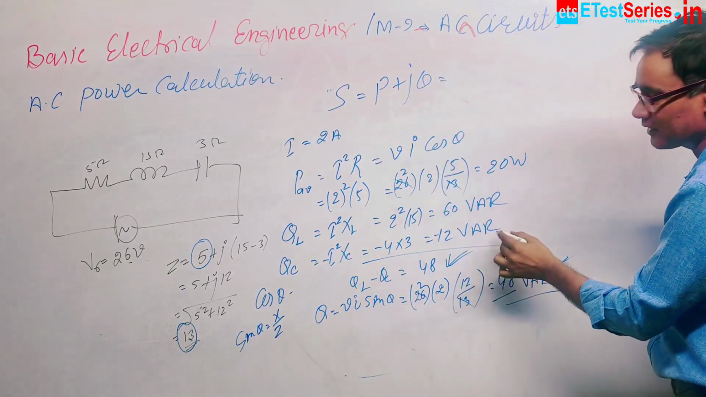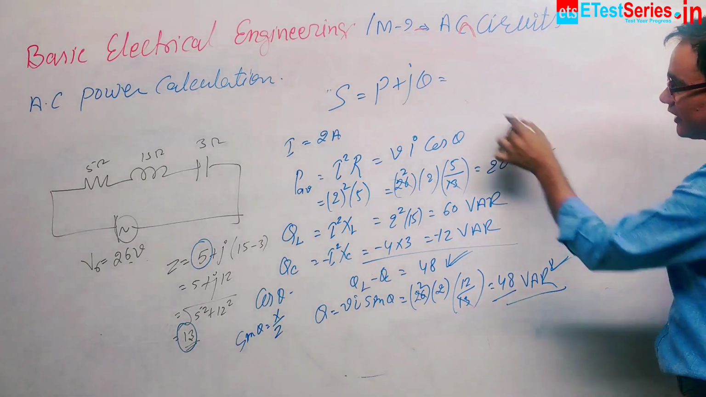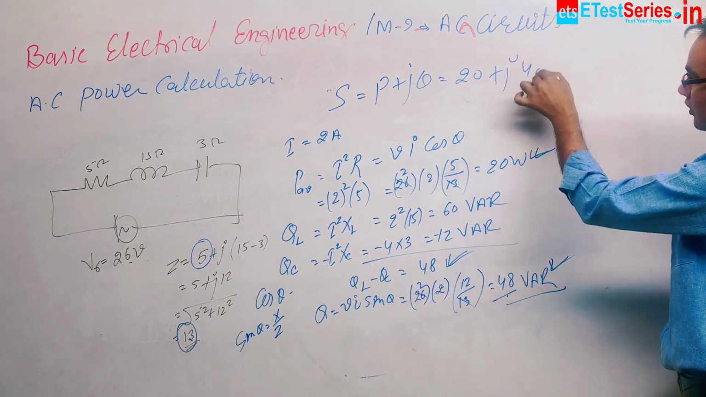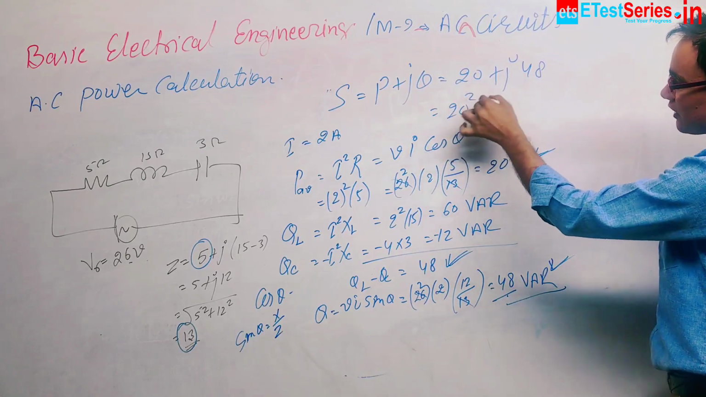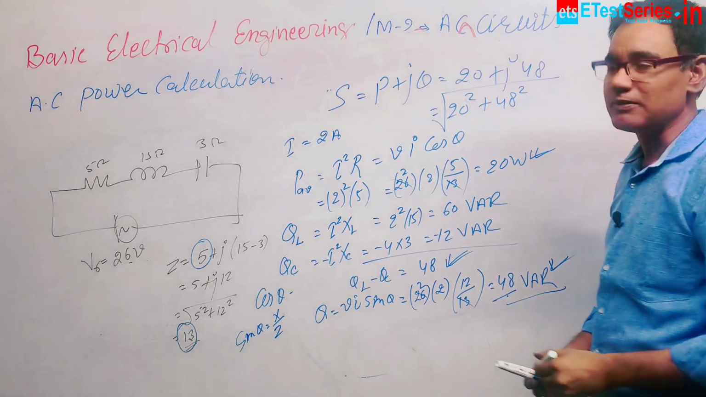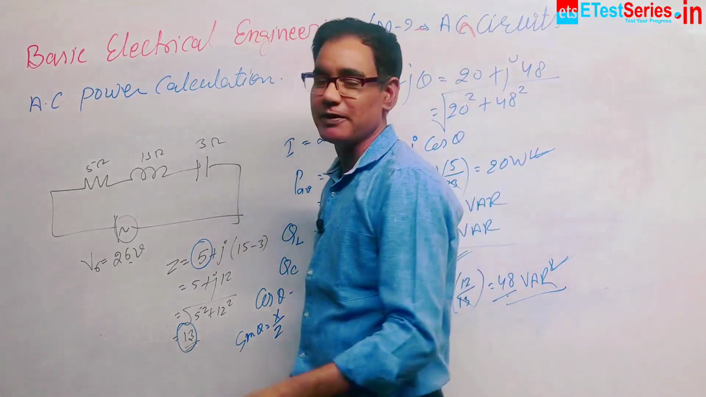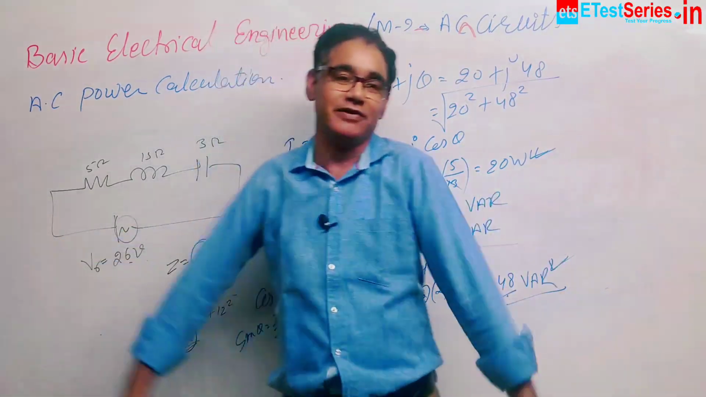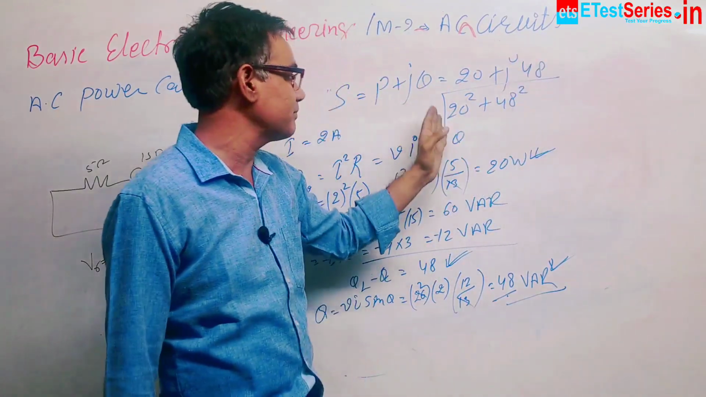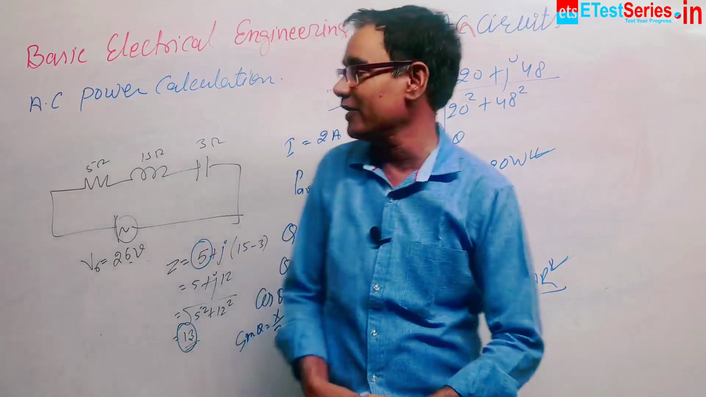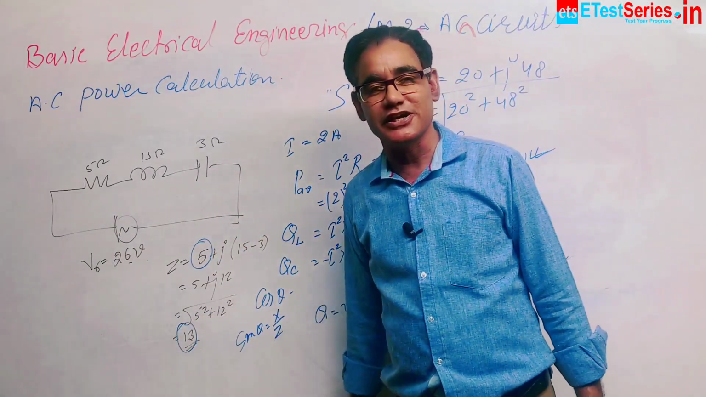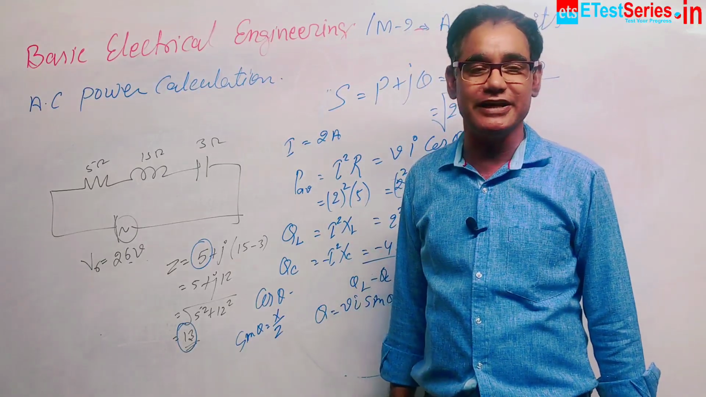So here the P power is 20 plus iota Q power is 48. So it is equal to the square root of 20 square plus 48 square. This is the total power. It is also known as apparent power. It is abhasi power. So this is the way we can calculate the apparent power, total power, real power, reactive power, active power, average power, and whatever the power in an AC circuit, we can calculate easily.